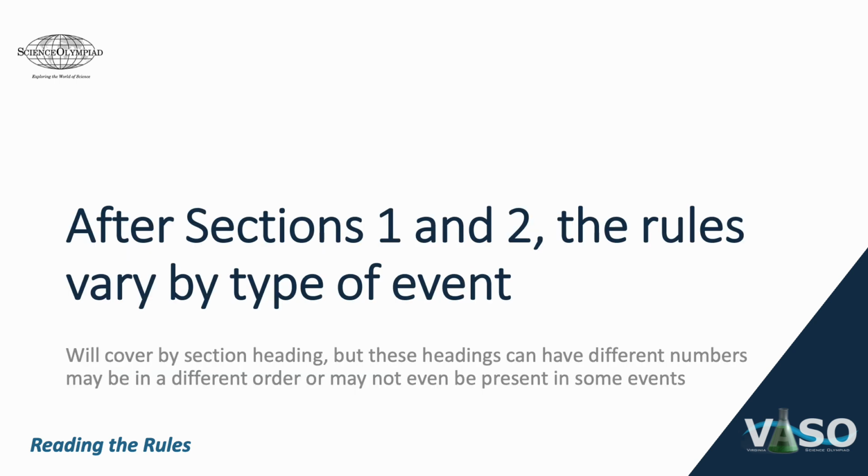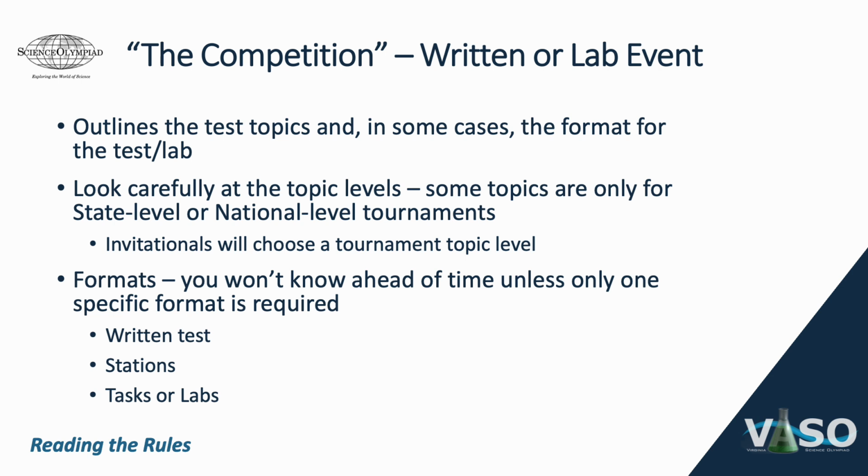After Sections 1 and 2, the rules vary by type of event. So I'm going to cover those by section heading, but realize that the headings can have different numbers, they may be in different order, and they may not even be present in some events. One section that every event's rules has, though, is called the competition. It just varies based on the type of event.